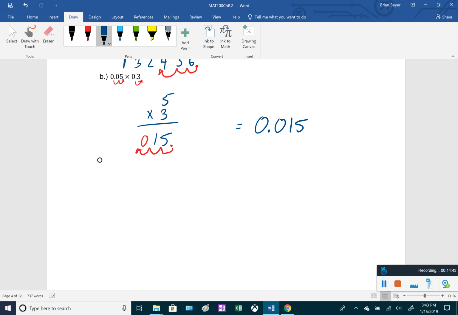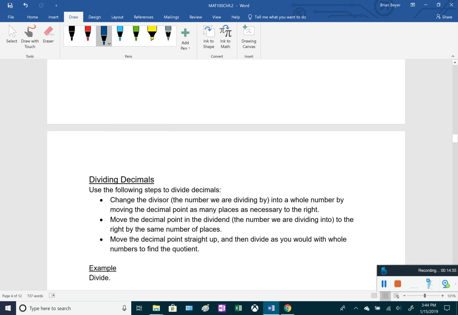0.015. So we don't actually need the 0 out front in the ones position to the left of the decimal. It's good to put it there just to draw attention that there is a decimal point there.